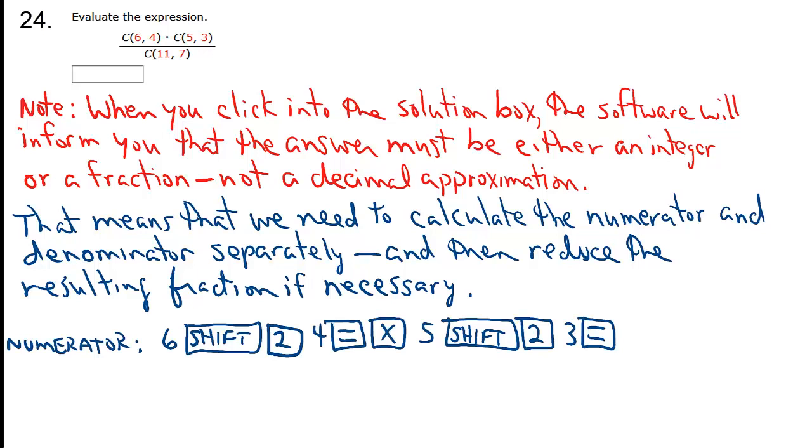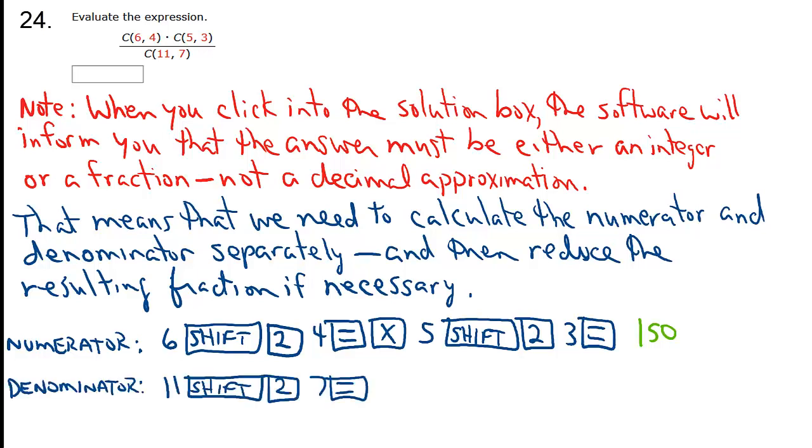So if you're just doing the numerator, remember Shift 2 is for a combination. So you put in the 6, hit Shift 2 for combination. The smaller number is 4, so you type that in, hit equal to. Then the dot is a multiplication, so you press the multiplication button, and then you do the second combination. So you do 5, Shift 2, 3, and then you press equal, and that will give you an answer of 150 for the numerator. So just take that 150 and write it down.